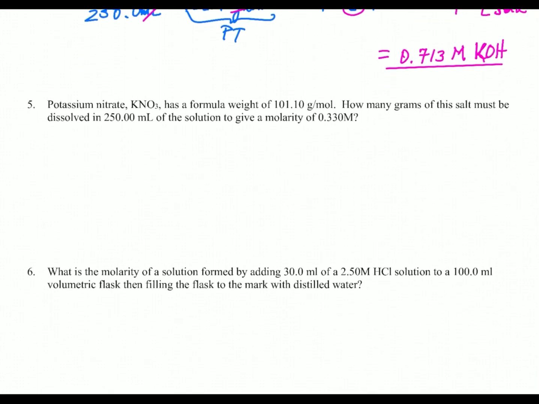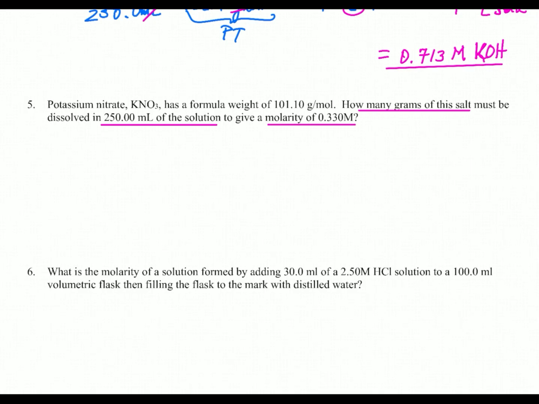Alright, next problem. Potassium nitrate, KNO3, is a formula weight of 101.10. It was nice of them to give you that, but please be prepared for that not to be there. You should be able to get that formula weight yourself, and you should know that you need it without it being given in the problem. So just be prepared. So, how many grams of this salt must be dissolved in 250 milliliters of solution to give a molarity of 0.330 molar?